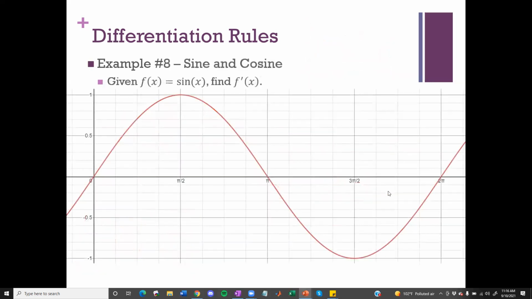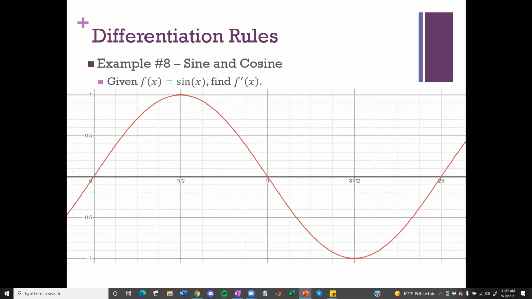All right. So we did a lot of stuff with differentiation rules last time. Now we're going to derive some for the trig functions. This graph right here is one period of the function f of x equals sine of x. And we're going to use this to find out what the derivative is. So let's do this.